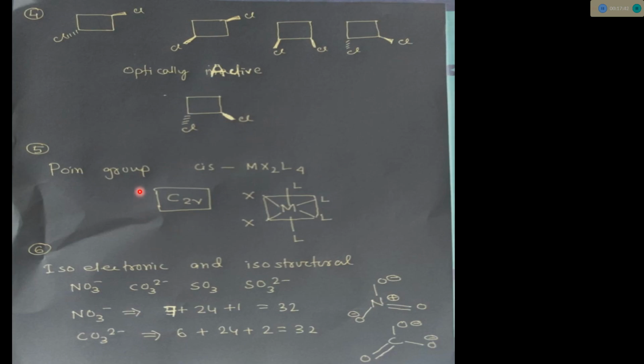Now one question from point group is cis MX2L4. So this is the complex MX2L4. The point group of this compound, we all know that this type of complex has point group C2v. So X X cis and L4.